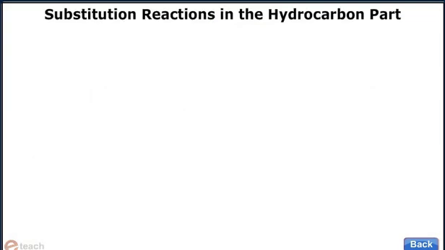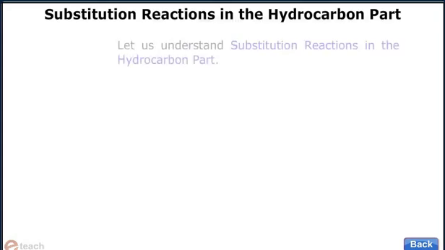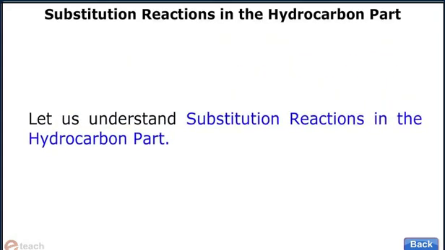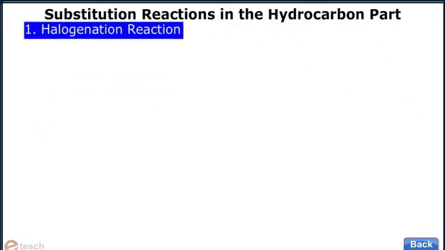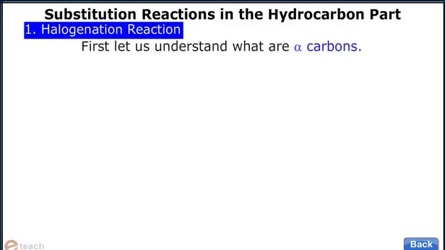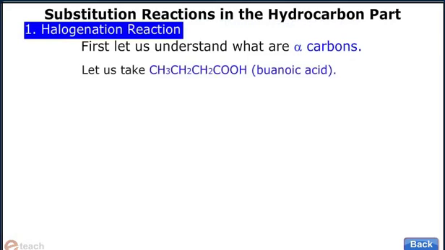Substitution reactions in the hydrocarbon part. Let us now understand substitution reactions in the hydrocarbon part. The first one is halogenation reaction. First, let us understand what are alpha carbons. Let us take CH3CH2CH2COOH, that is butanoic acid.